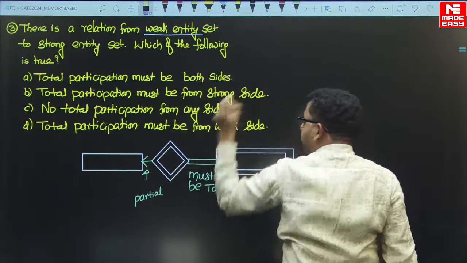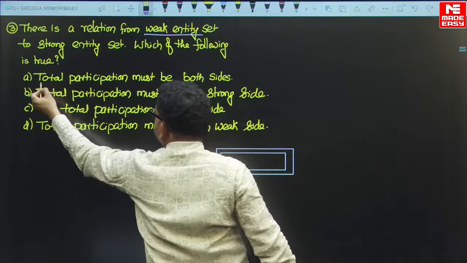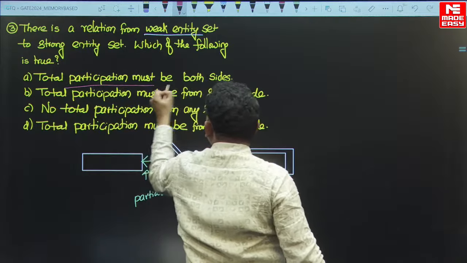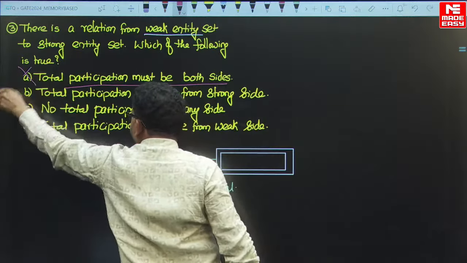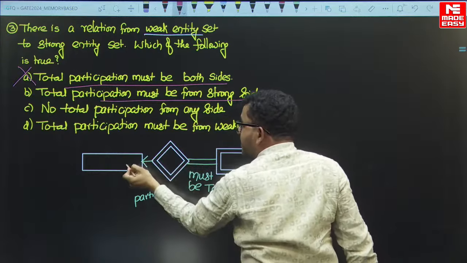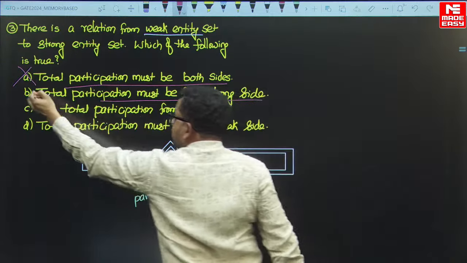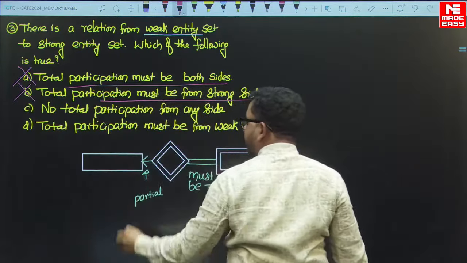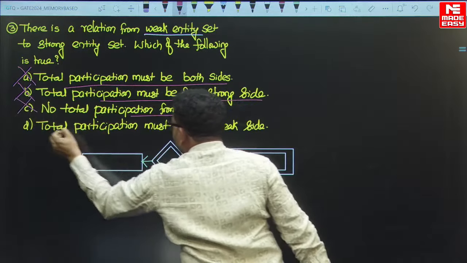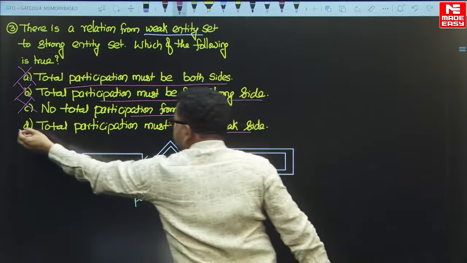Now the mapping is one to many. Now the first statement says total participation on both sides is not mandatory. Total participation must be at the weak side, while at the strong side, the identifying owner entity set side, it is not required. So the statement that no total participation on any side is false, okay, total participation must be at the weak side.